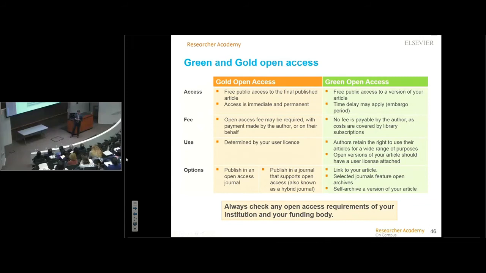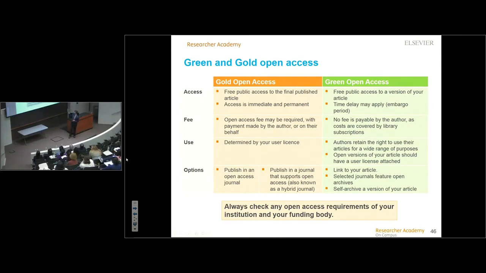The usage by an end user is determined by the license you sign. We'll talk about that in just a second. There's a few different approaches. There's journals that are entirely open access. There is what are called hybrid journals, which publish some subscription content, but if you pay a fee, then that article will be made open access. So there's a few different approaches there.